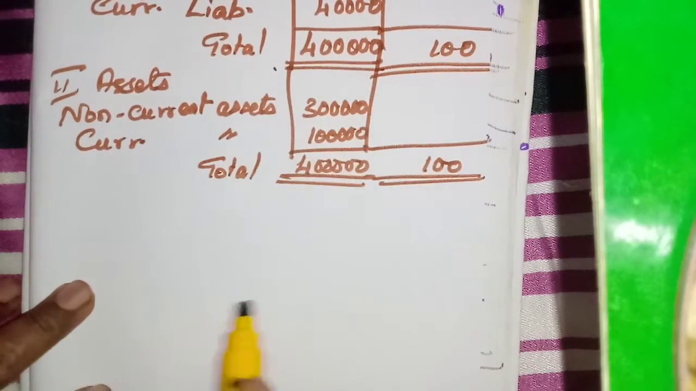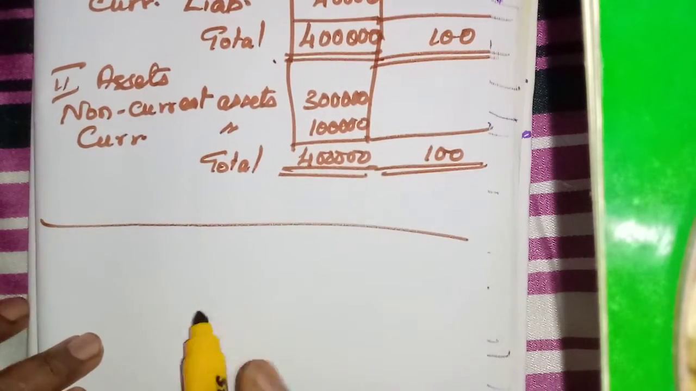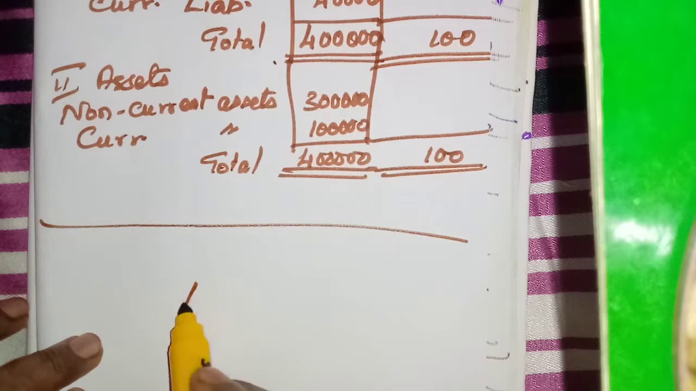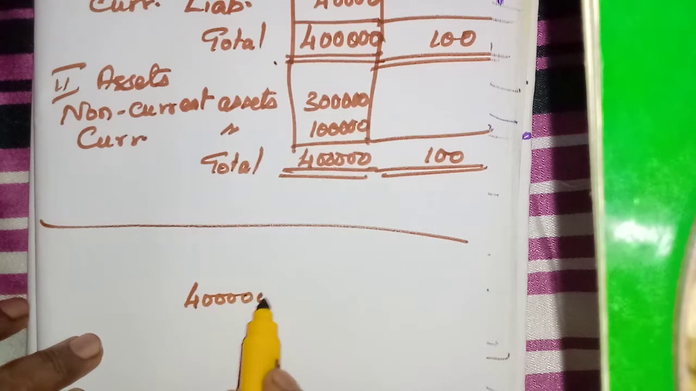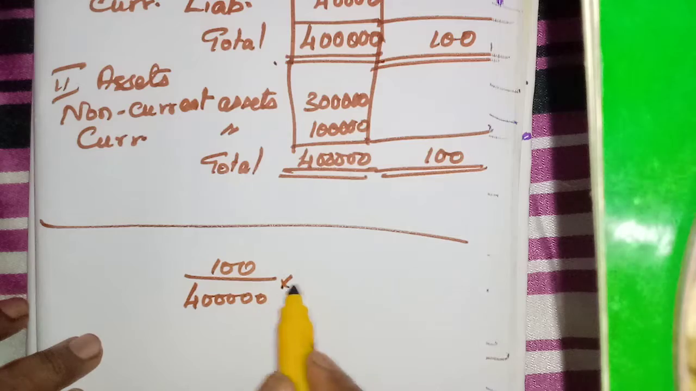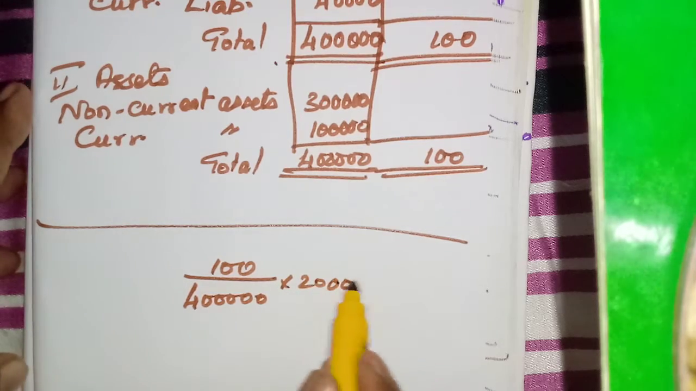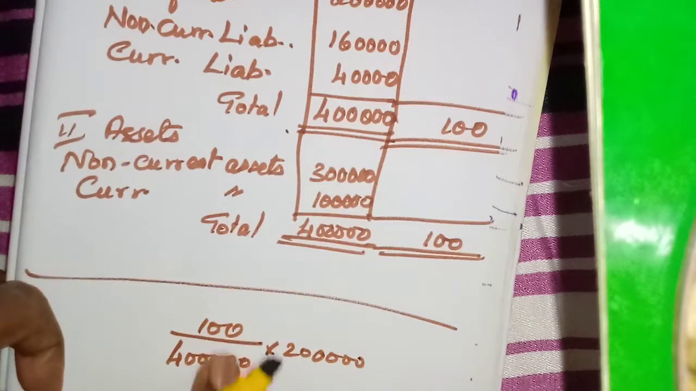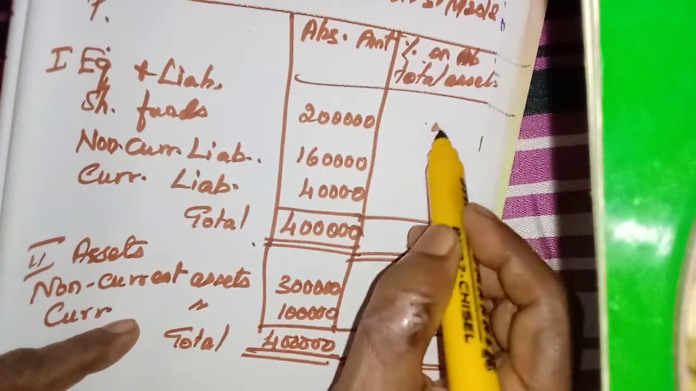Now we need to calculate. Okay, like this we have to calculate. For 4 lakh it is 100. So for 2 lakh we can do in memory, isn't it? For 4 lakh 100, half of 4 lakh is 2 lakh. So we will get 50.